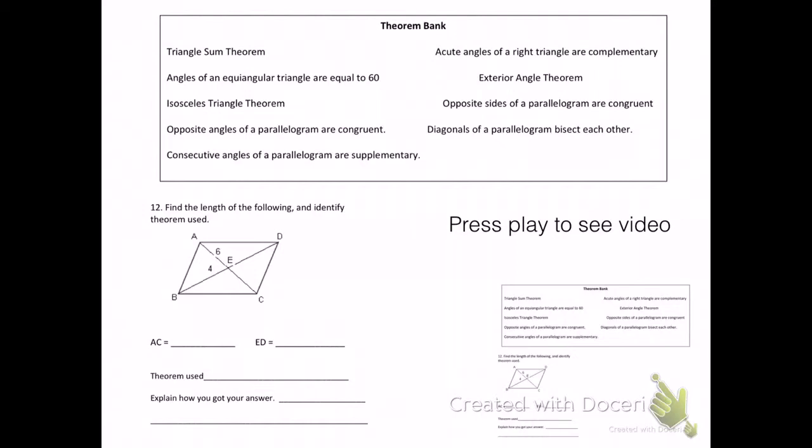Find the length of the following and identify the theorem used. I want to find the length of AC. AC measures here. Now notice that is not a side, so that is called a diagonal. Diagonals go through the middle. And the theorem says that the diagonals of a parallelogram bisect each other. That means cut in half.